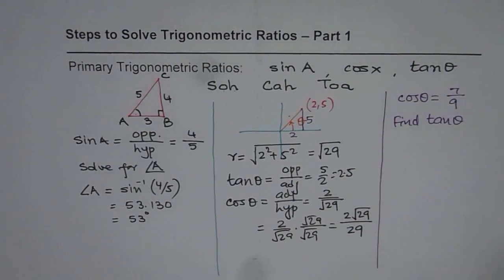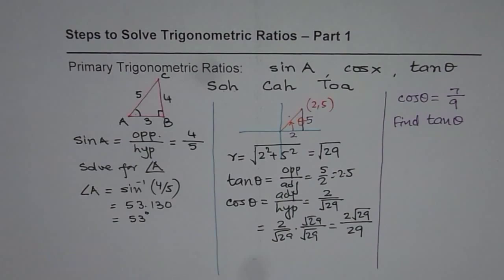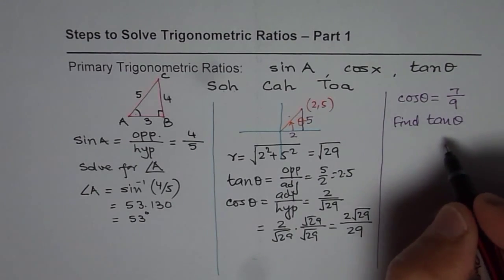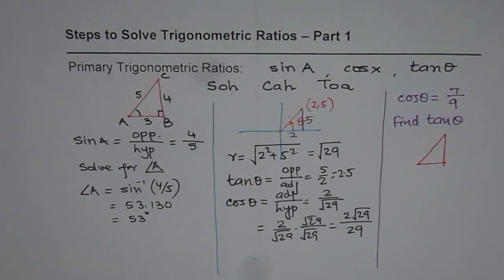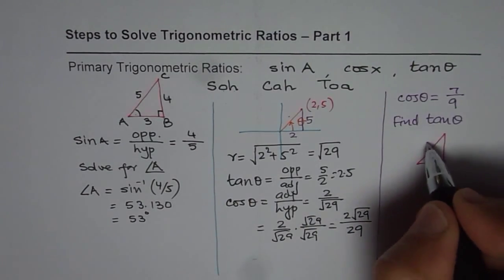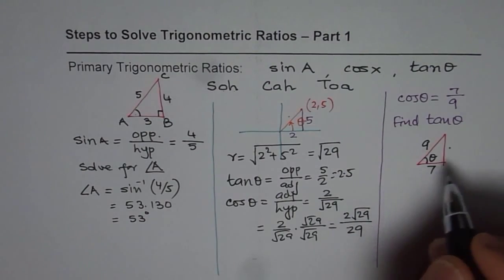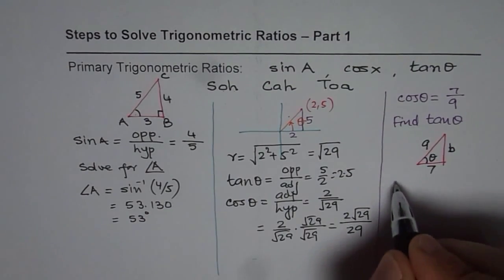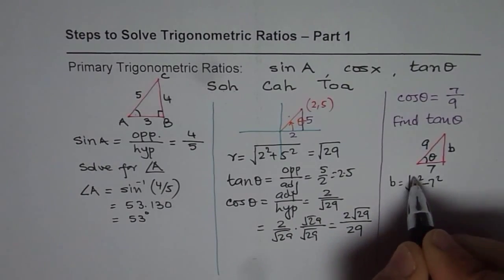Now in this particular case, you know what cos theta is. Cos theta is 7 over 9. That really means that if I draw a right triangle, 7 is my adjacent side, 9 is the hypotenuse, and theta is the angle. So what we need to find is the third side, let's say b. So we say b equals the square root of 9 squared minus 7 squared.